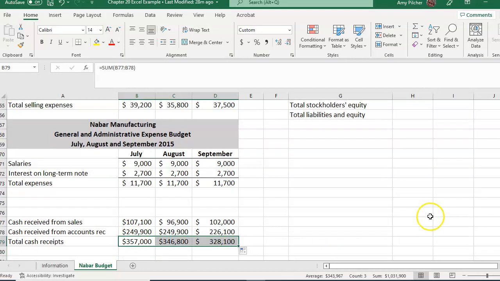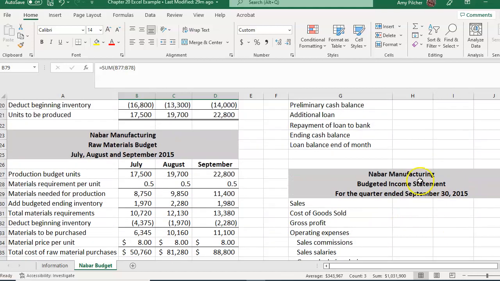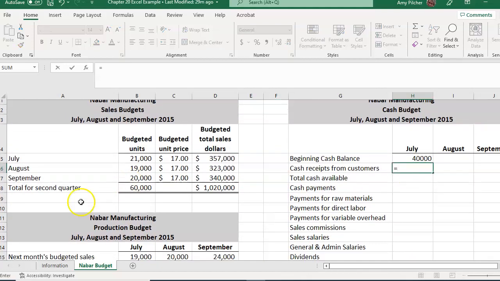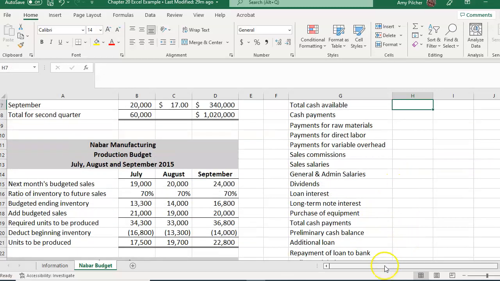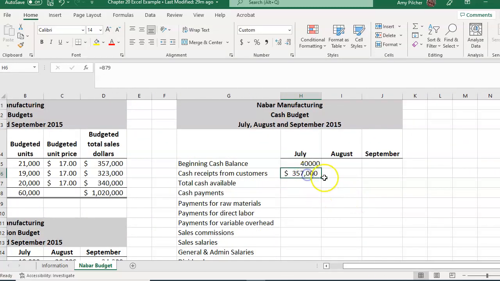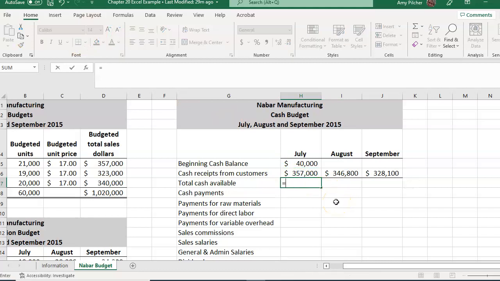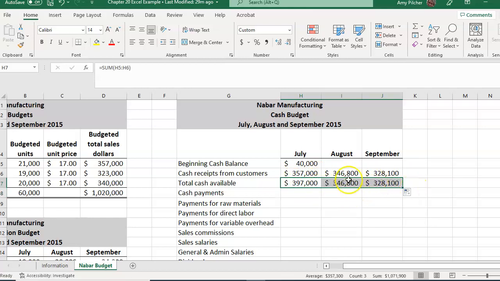Copy that across. Now I can just come up into my cash budget and I can bring that number up here. Cash receipts, copy that across, turn that into dollars. Okay. So now if I add my beginning cash balance plus my cash receipts, that gives me my total cash available. And even though I don't have my beginning cash balance, I'm still going to copy this formula over so it's already done for me when I get my beginning cash balance for August.